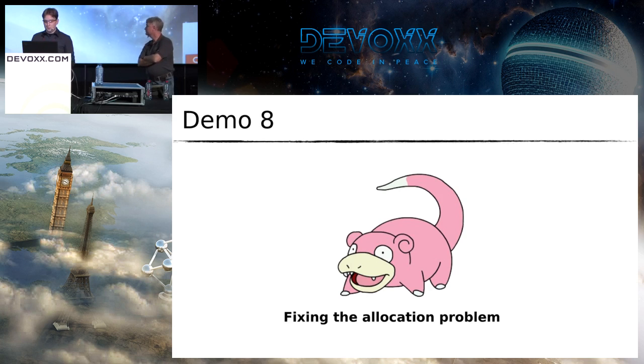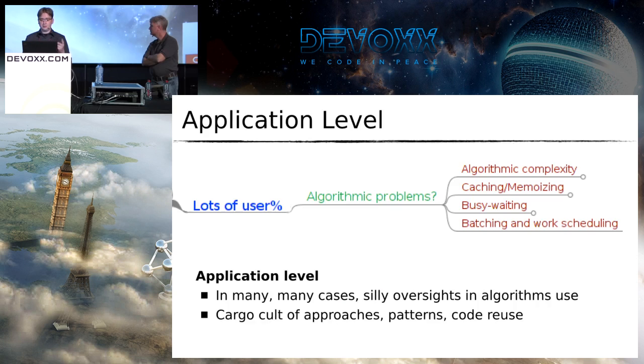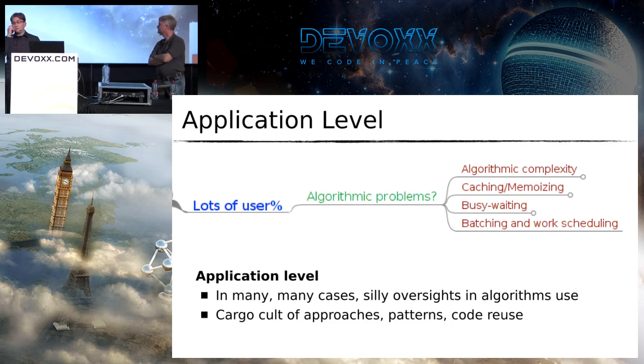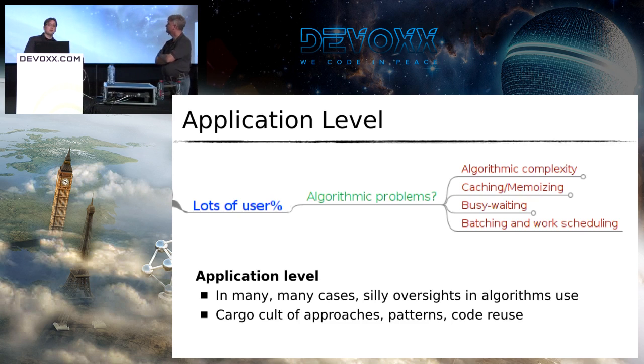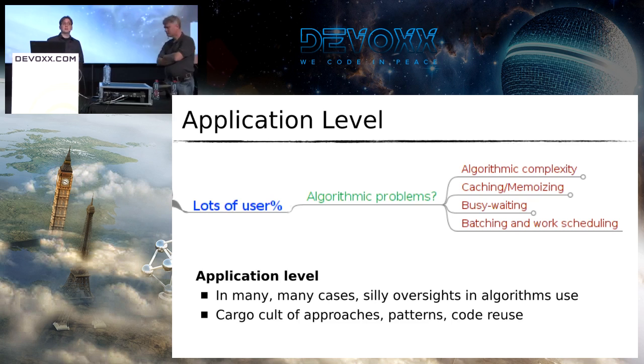Right. So we did a little demo on the allocation profiling. Now I want to show you that we fixed the allocation problem. Sorry, we are in time. Right, so we fixed that allocation problem already. So what's next there? We go for the application stuff. For the application stuff, we have several major categories there. First one is algorithmic complexity, caching in the application, busy waiting, and batching and work scheduling.